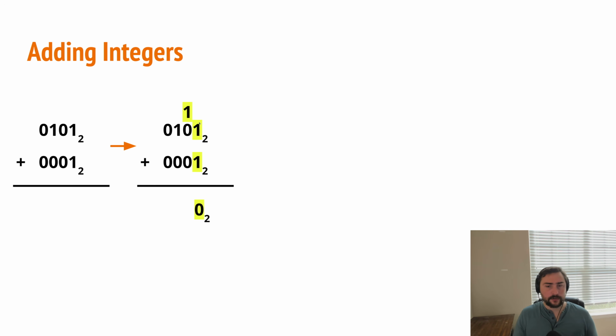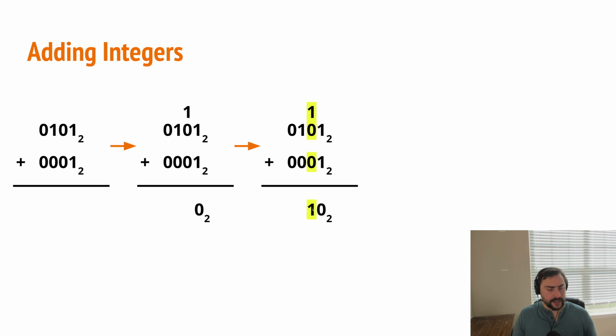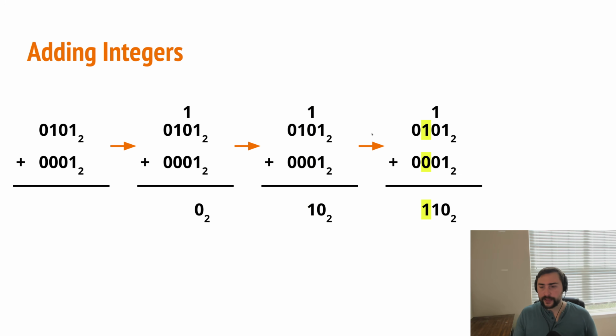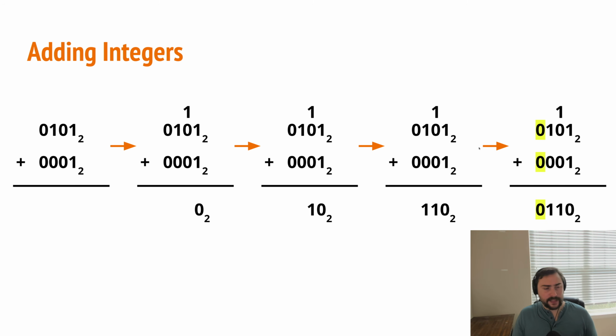So in the first case here, we had 1 and 1 together. That gives us a result of 0 with a carry of 1. And then we go on to the next step where we add our carry of 1 with 0 and 0. And that gives us a result of 1. We continue on. We add our next digit, so 1 plus 0. That gives us a result of 1. And then we get to our final place, our most significant bit. So we add 0 plus 0, and that gives us a result of 0.